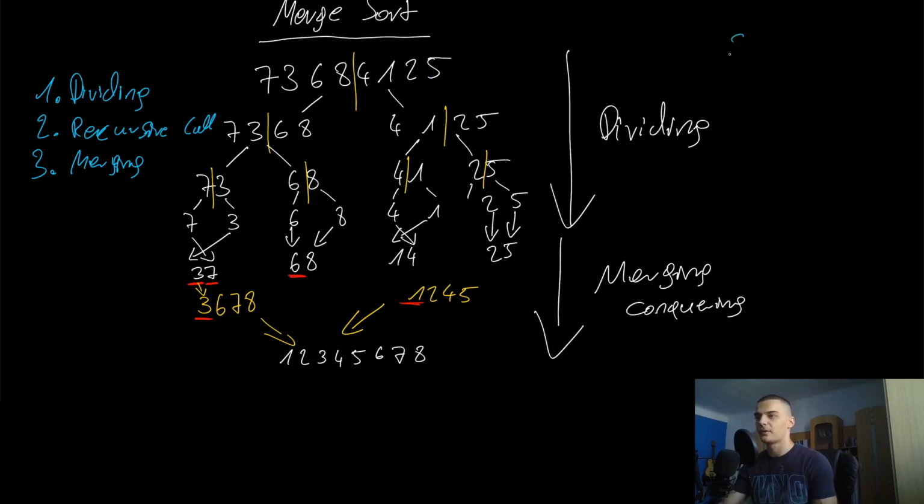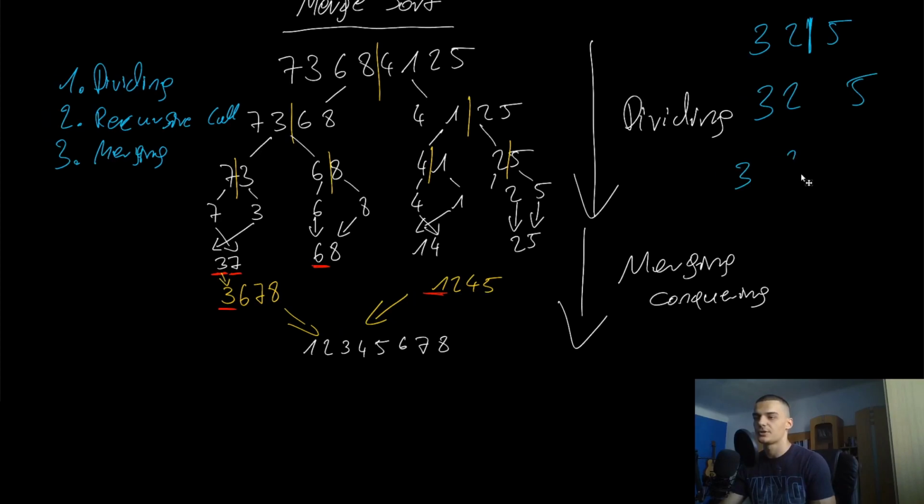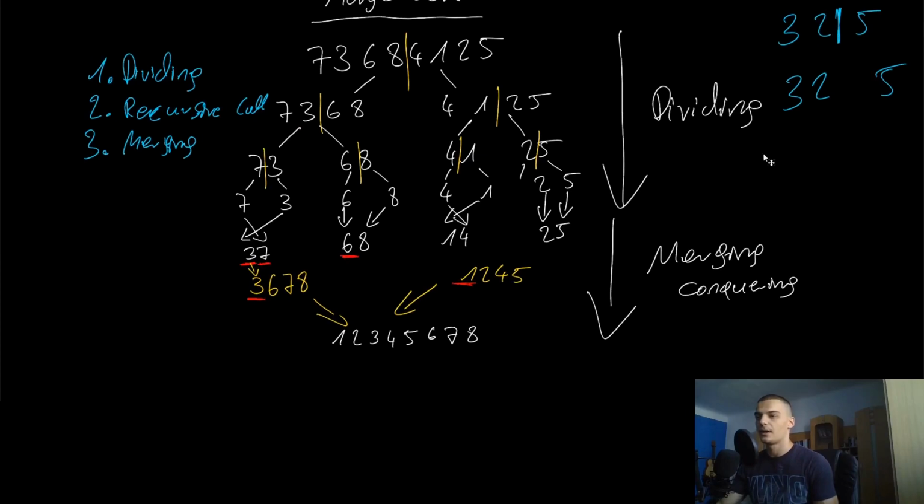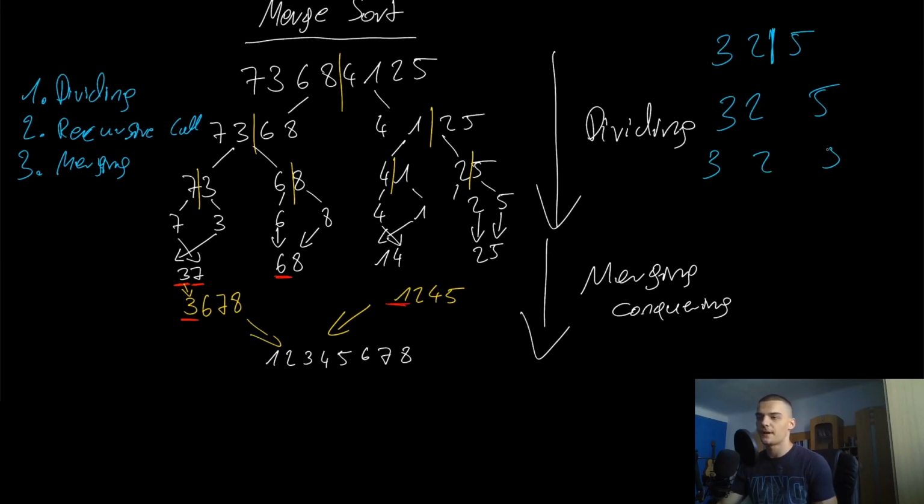The point is, if you have a list like 3, 2, 5 and you divide it, you're going to say, for example, here is the middle, or here you can decide. And then you have 3, 2, and then again one more time you have 3 and 2. Oh, sorry. You have 3, 2, and 5 separately, right?